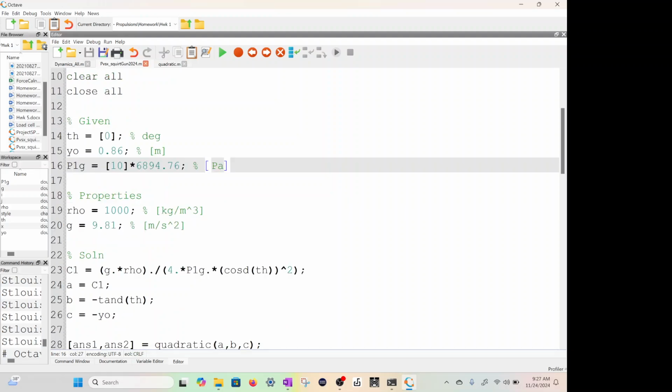Now, so like I said, A is C1. That's G times rho over 4 times P1 gauge times cosine D theta. Remember, D you need for degrees because we're doing degrees, not radians. And you don't need to put the dots here, but I did. You don't have to, okay? I just know that P1 gauge is going to be a matrix. It could be, and so I just put those in there.